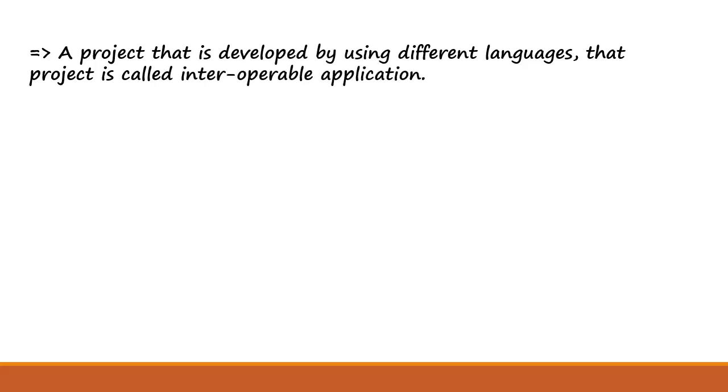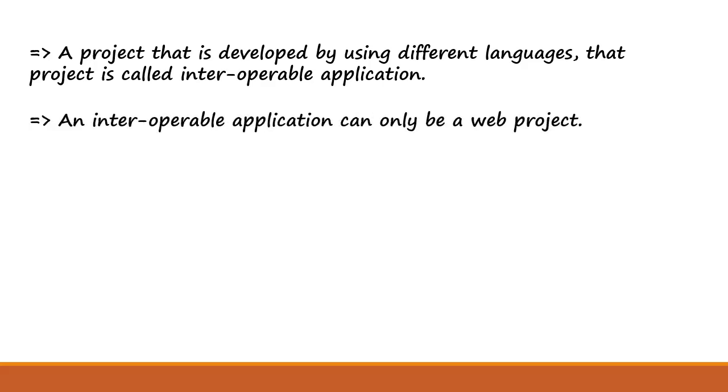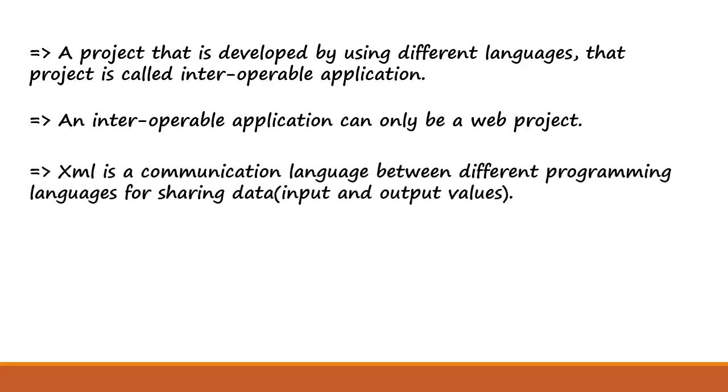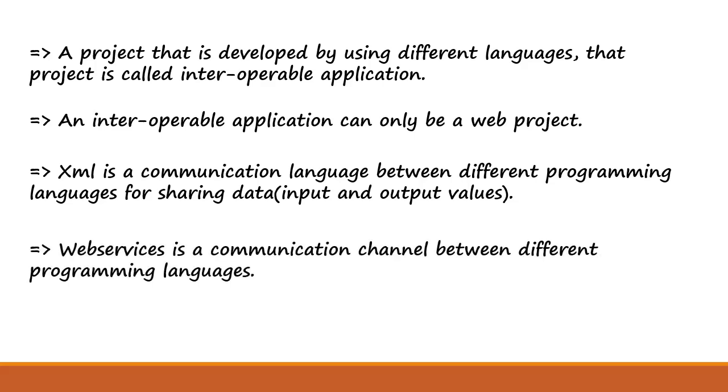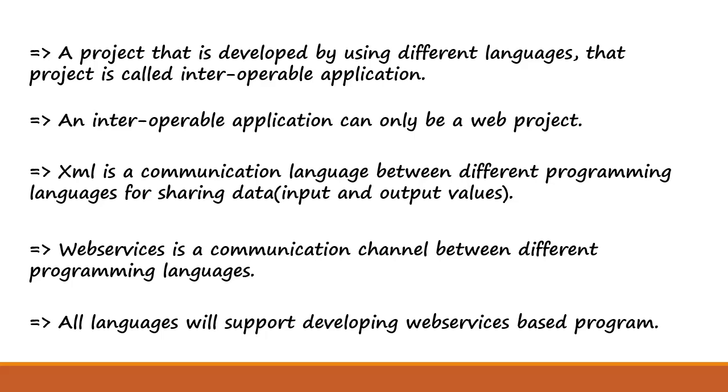A project that is developed by using different languages is called an interoperable application. An interoperable application can only be a web project. XML is a communication language between different programming languages for sharing data, input and output values. Web services is a communication channel between different programming languages. All languages support developing web services based programs.